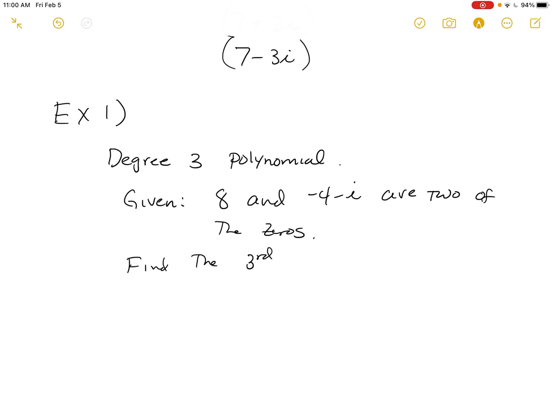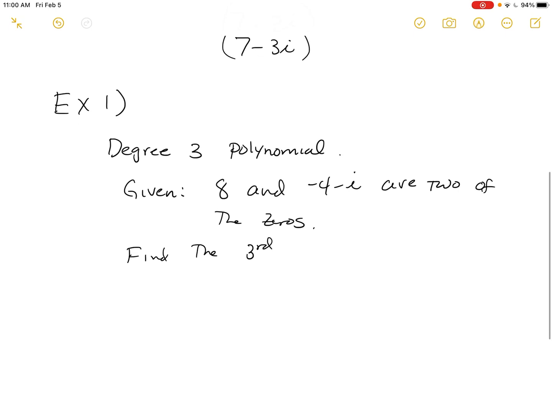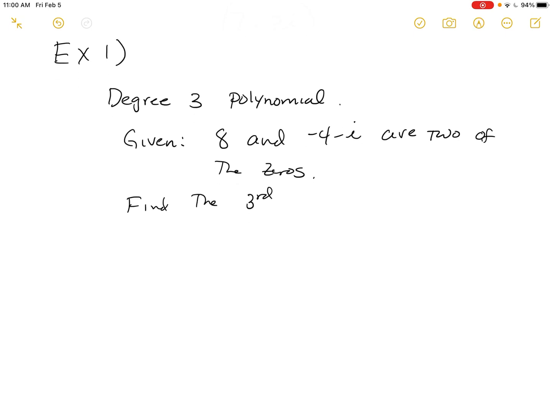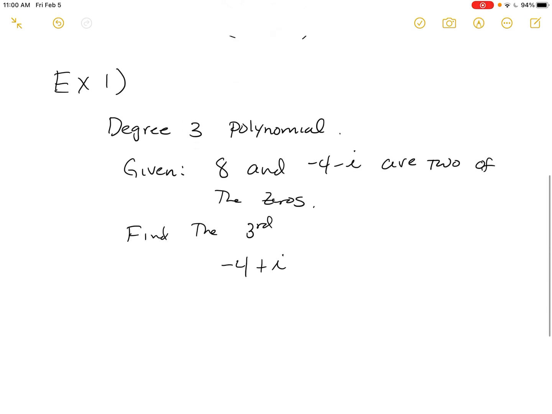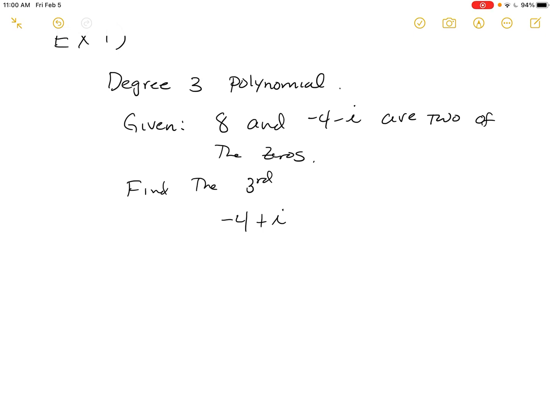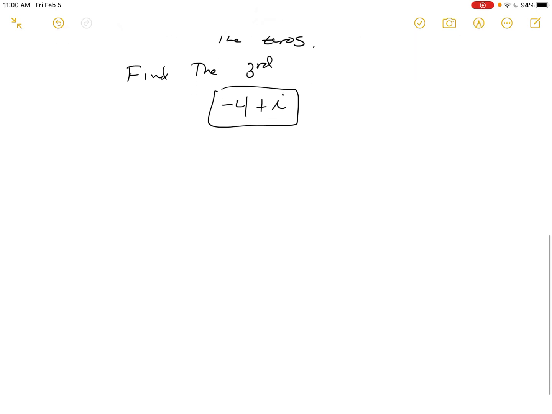Well, you're done. Because you know that if you have a third degree polynomial that has these two roots, it has just one more, and that one more has to be the conjugate pair of negative 4 plus i, right? Where you would just switch the sign on the i. I just wanted to go up to make sure I didn't drop a negative up top. Yeah, there was no negative on the first thing. So that's it, negative 4 plus i. You're done with that problem. They just want to reinforce that.